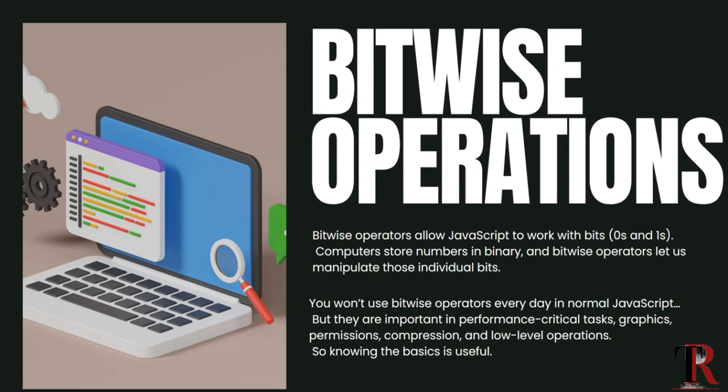So we've been able to look at the max safe integer, the min safe integer. We've been able to look at other things like infinity, positive infinity, negative infinity, and also a compilation of number references in JavaScript. So in this particular lesson, we'll be taking a look at something related to number, the bitwise operations. Bitwise operators allow JavaScript to work with bits, zeros and ones.